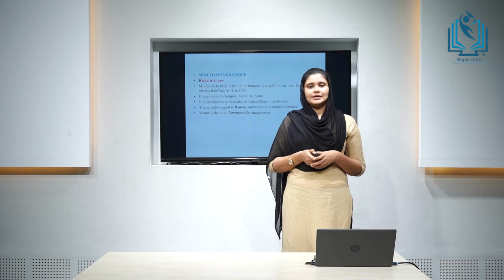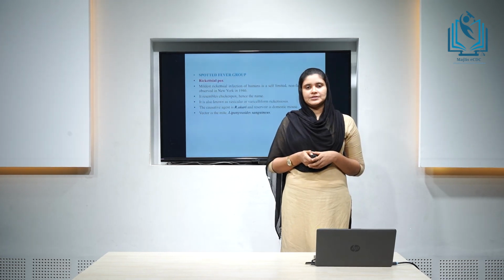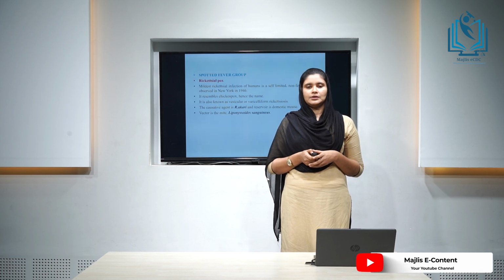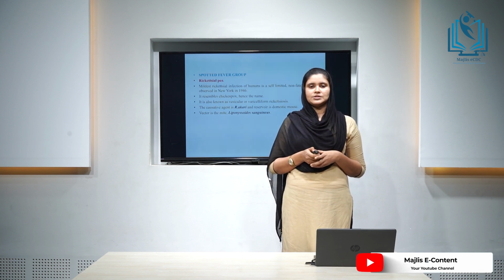Then the next type of disease caused by Rickettsial species is spotted fever. Here spotted fever is again classified into two types, Rickettsial pox and tick typhus. Rickettsial pox is caused by Rickettsia akari, and the domestic mouse is the reservoir and the vector is mites. This Rickettsial pox resembles chicken pox, hence the name Rickettsial pox, and it is also known as vesicular or varicelliform rickettsiosis. This is a self-limiting disease of humans and was first observed in New York in 1946.